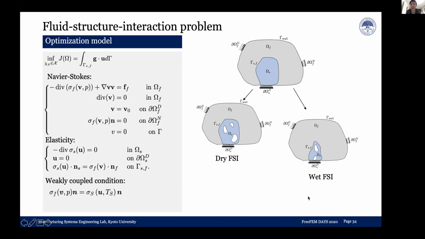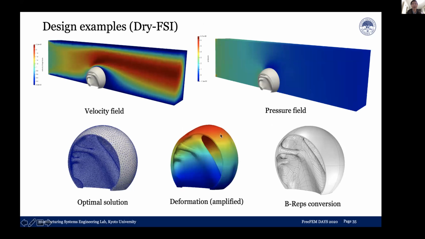So for a benchmark, we use the weak coupling condition, which means that the fluid flow applies force on the structure and the deformation of the structure is assumed to be sufficiently small. So here is an infill structure design for the 3D dry FSI problem. The internal structures are placed here at the upstream side where the maximum deformation is seen. And most of the material at the downstream side is removed, which is quite physically reasonable.